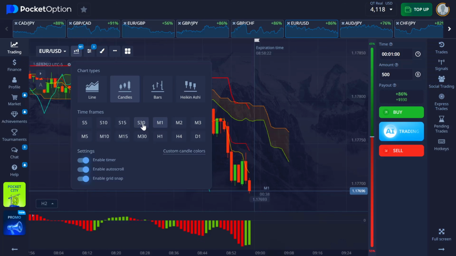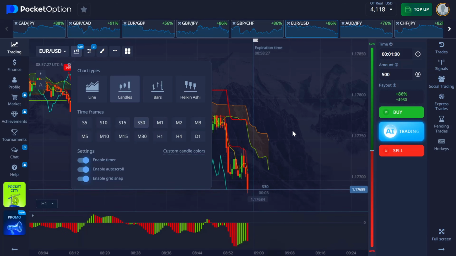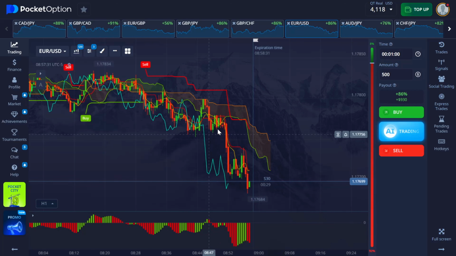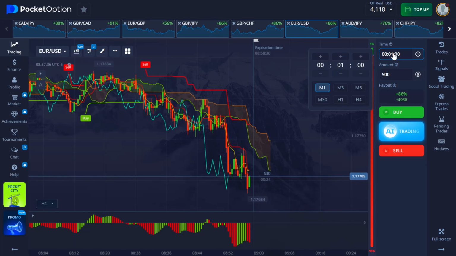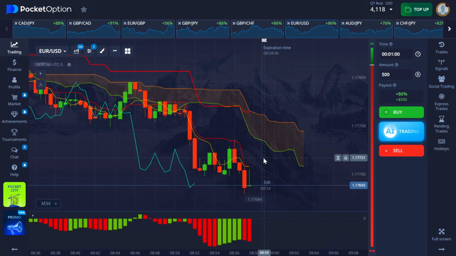All right. Before I start to show you everything, I'm going to select the 30-second time frame because this is the time frame which I'm going to be using to demonstrate everything. Then for this right here, we're setting this to 1 minute. Regular timer. So look at this right here, guys. I'm going to show you a live example of how this indicator works, right?